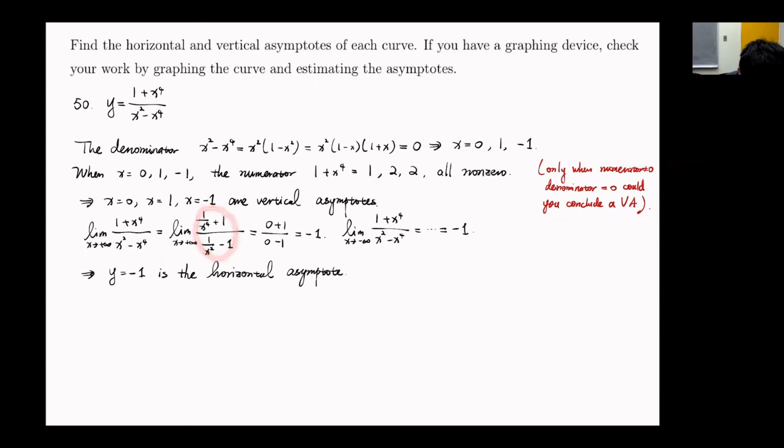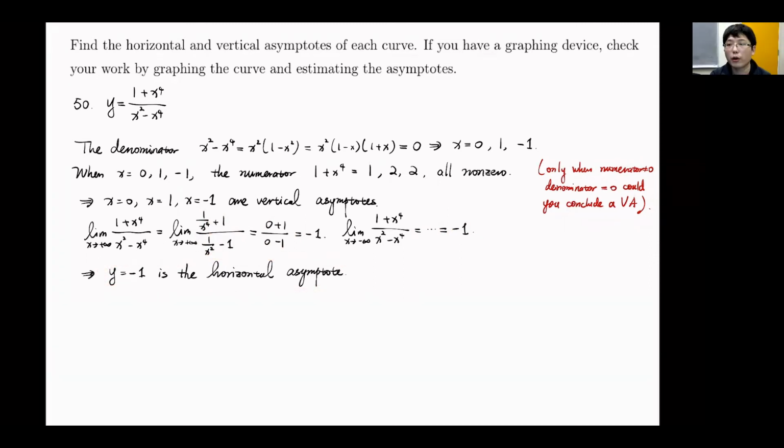After the division, you get something like this. Now you can simply say that this term goes to 0 and this term goes to 0, to conclude the limit is -1. Similarly, you could do the same computation over here. I will skip the process, and you also get -1 as the limit. This way you can conclude that y equals -1 is the only horizontal asymptote.